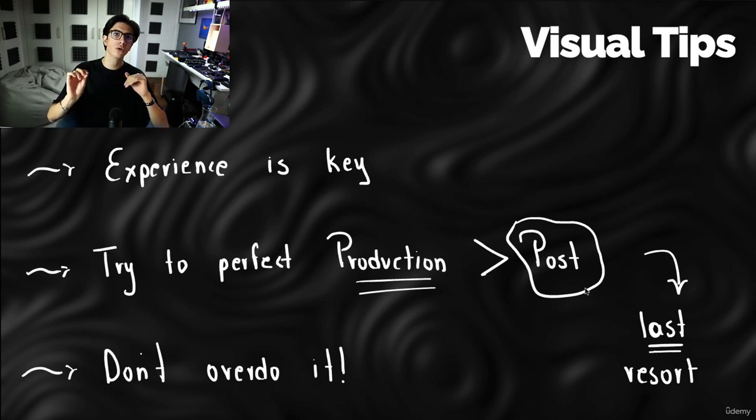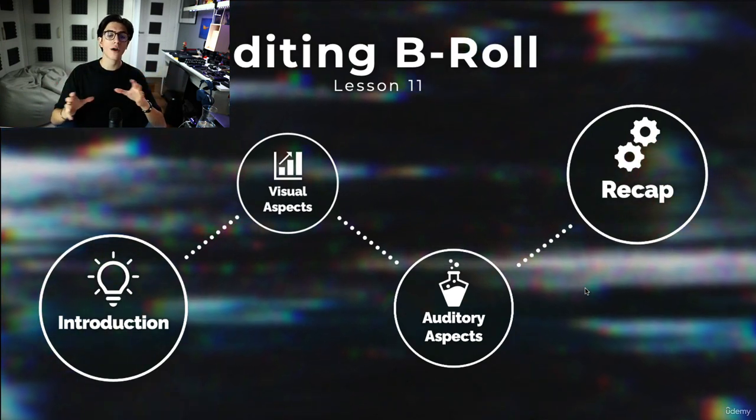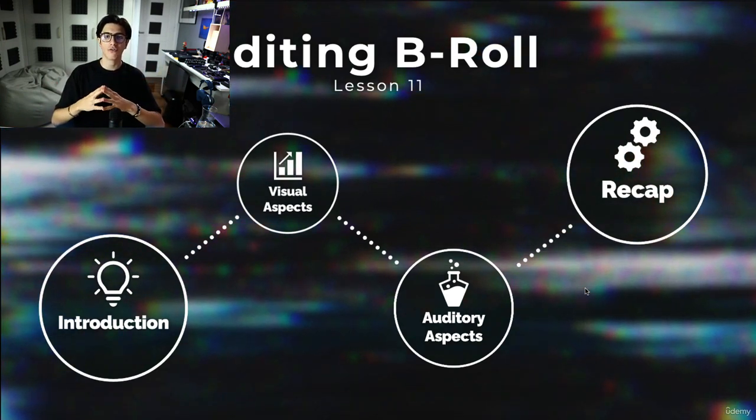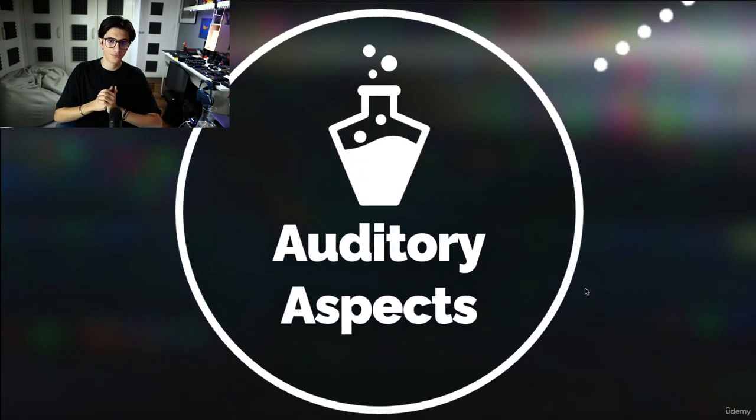In addition to that, I'm going to give you some tips that I have accumulated through the years of editing B-roll. The first one is that experience is key when it comes to B-roll. Then the next tip that I have to give you is that you need to try to perfect shooting, so the production process, rather than the post-production process, which is our last resort. And finally, to not overdo it. We discussed a lot about not overdoing it. So these were the visual aspects of editing B-roll. Now it's time to move to the auditory aspects. So let's go.